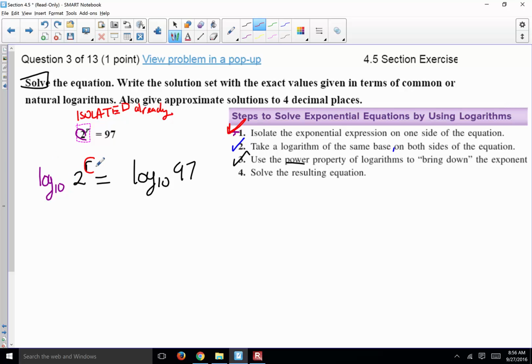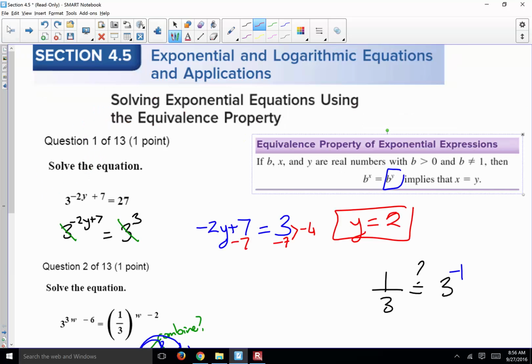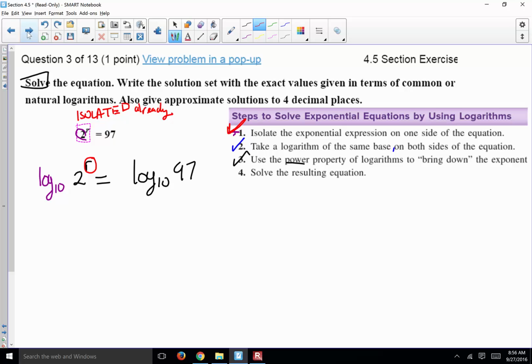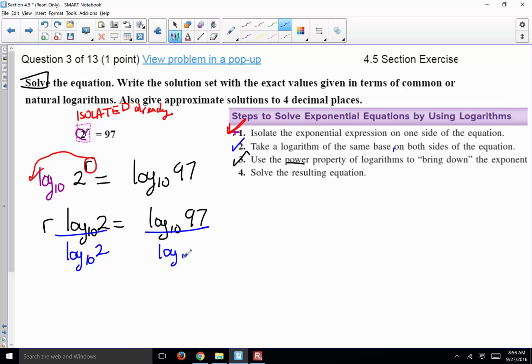You can't cancel it, but there is a power rule, not this one, the other one. What power rule am I talking about? It's not here. It's in the past section. There is a power rule that says you can bring r here, right? And then you divide both sides by logarithm base 10 of 2. And look what's going on. You got r all by itself.